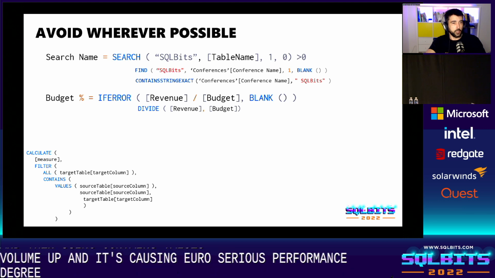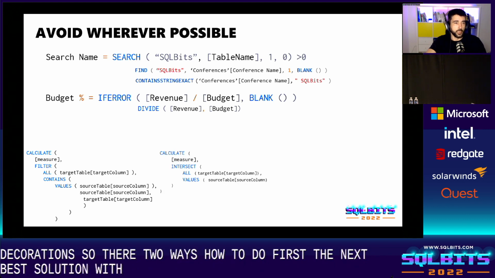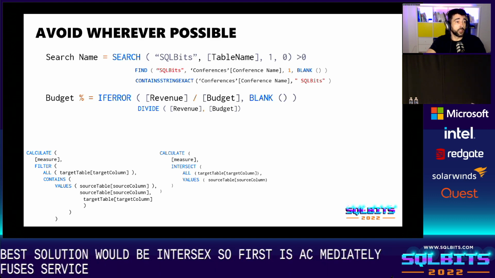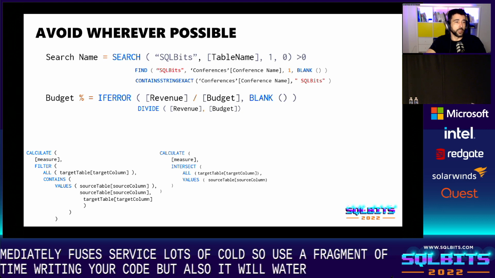Contains is very inefficient and it's causing you serious performance degradation. So there are two ways how to do it. First, the next best solution would be intersect. So first, as you see immediately, it uses a bit less code, so you will save a fragment of time writing your code, but also it will be more performant than contains is.